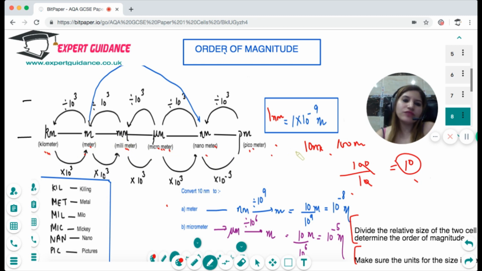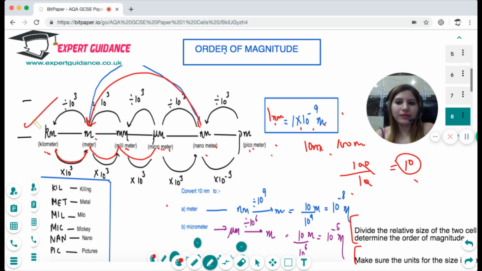the level of 10 to the power 3. So kilometers to meters, times by 1,000, times by 1,000, times by 1,000. And when you go reverse, you need to divide by 1,000. So for example, if you need to convert the nanometer into meter, you're going from here to here. So you will divide it by 10 to the power 9. Okay, so 1 nanometer is 1 times 10 power minus 9 meters.